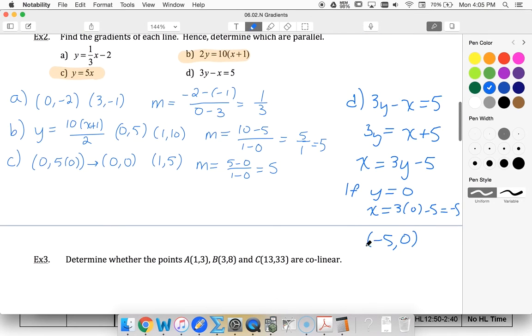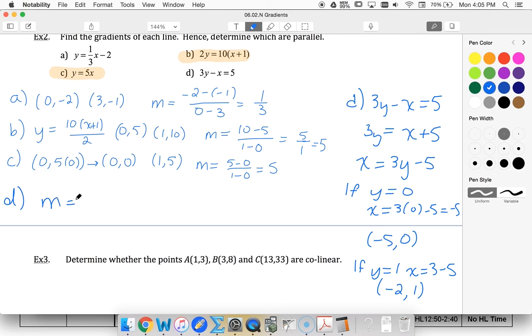If we let y equal 1, then our x value is going to be 3 times 1, which is 3, minus 5. Plugging in there, 3 minus 5 is -2. So now we know that we go through x of -2, y value of 1. Knowing this, I can figure out my slope.